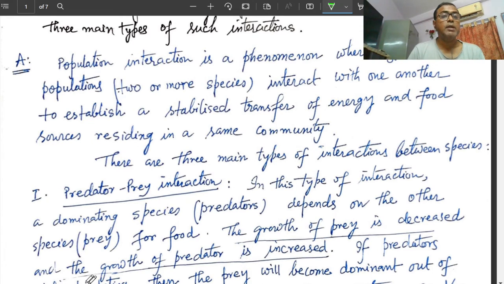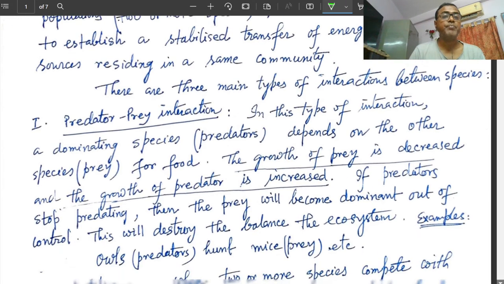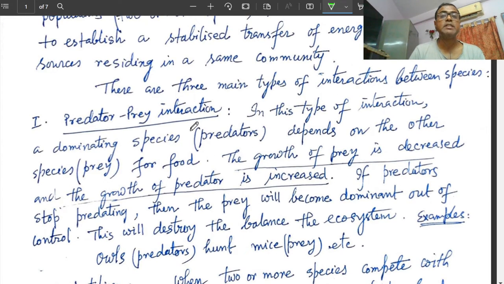First, predator-prey interaction. In this type of interaction, a dominating species, that is predator, meaning a hunting animal, like a tiger or something like that, depends on the other species, the prey, for food. Prey here means, say, deer. If the predator is a tiger, then the prey is deer. And if the predator is an owl, then the prey is a mouse.